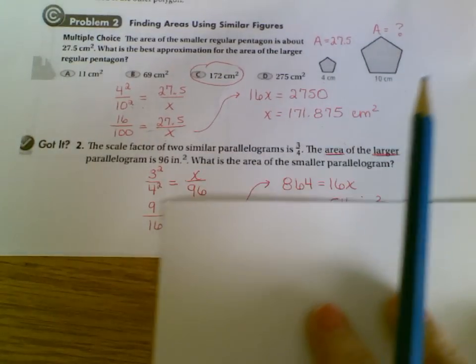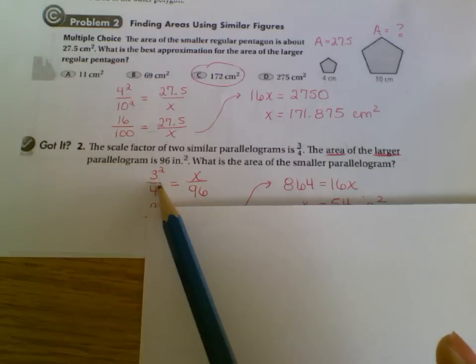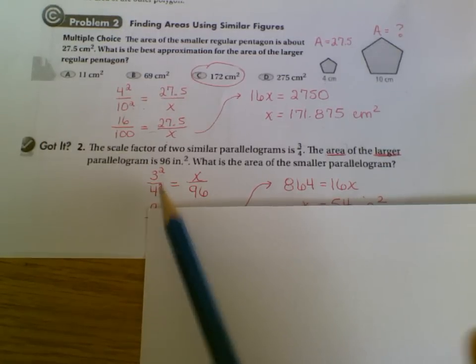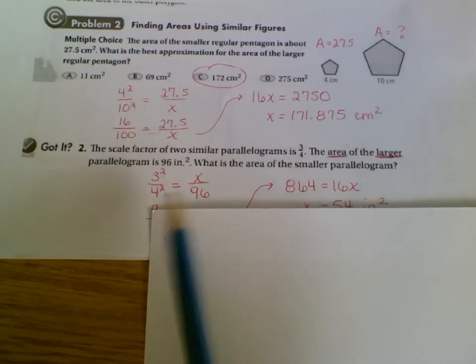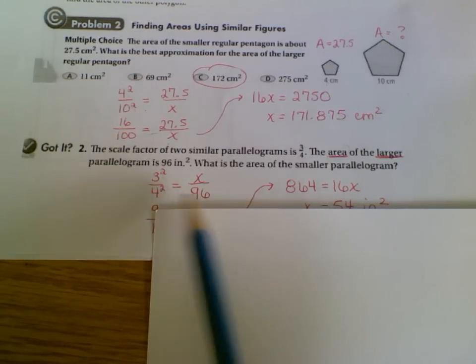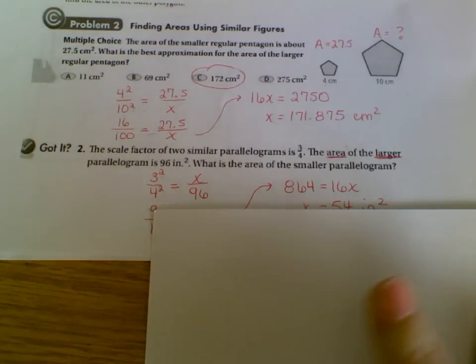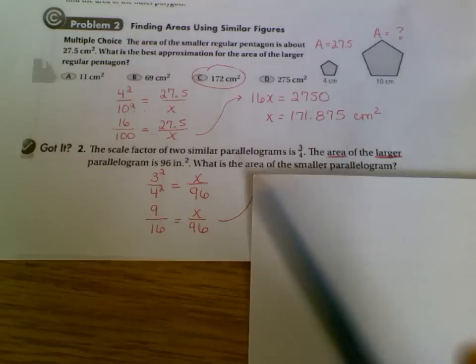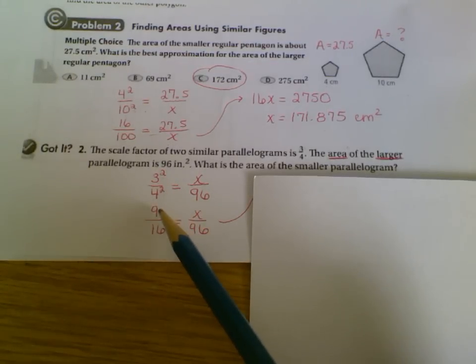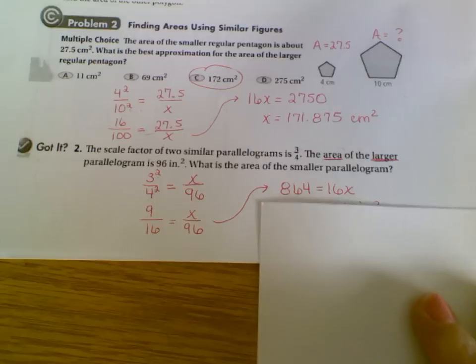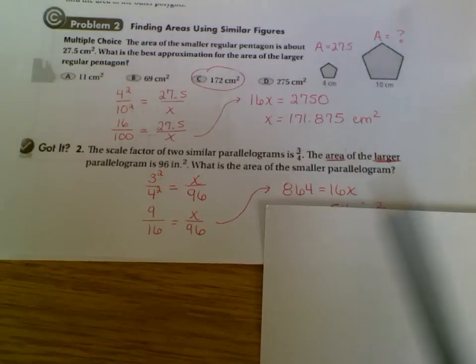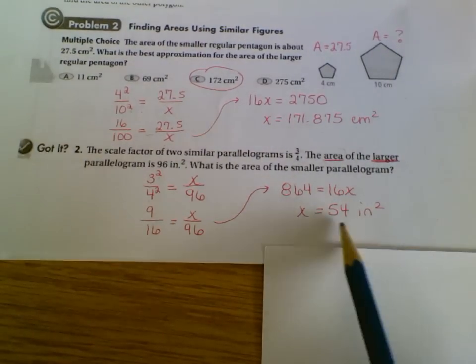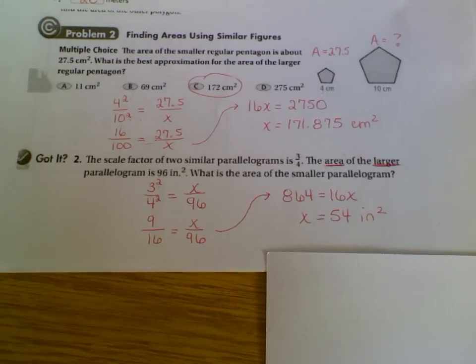So first thing was, I went ahead and squared the 3 and the 4, and then it said the area of the larger one, so 4 is bigger than 3, so that's why 96 needs to be on the bottom, matching up with 4. So once I have my proportion set up, then I would square those numbers, so I get 9 and 16. Now I'm going to cross multiply, so 9 times 96, 16 times x, and then divide by 16, so that's why your answer should be 54.